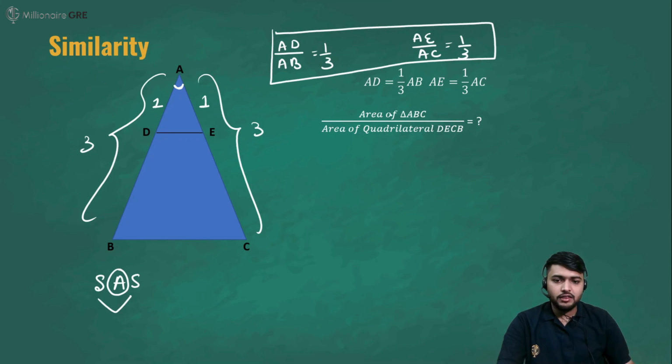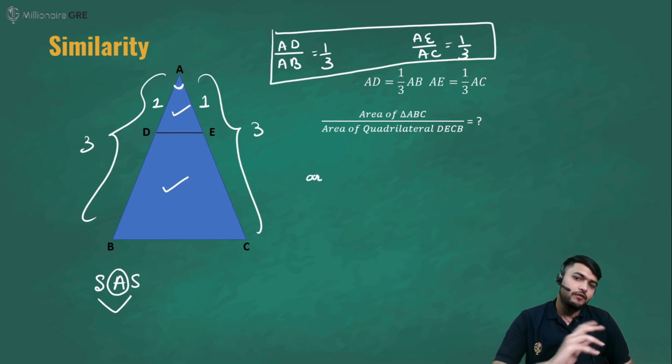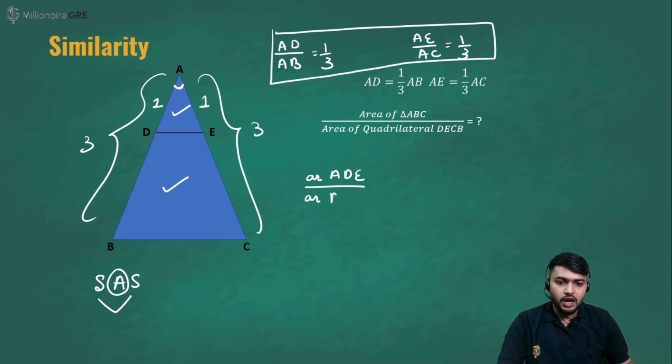Now we are asked to find the ratio of the area of ADE to the area of quadrilateral DECB. Okay, the ratio of this smaller triangle upon this quadrilateral. Now we know if the triangles are similar, the ratio of areas is the square of the ratio of sides. So area of ADE upon area of ABC will be equal to the square of the ratio of sides. The ratio of sides we know is 1 by 3. So the ratio of areas is 1 by 9.